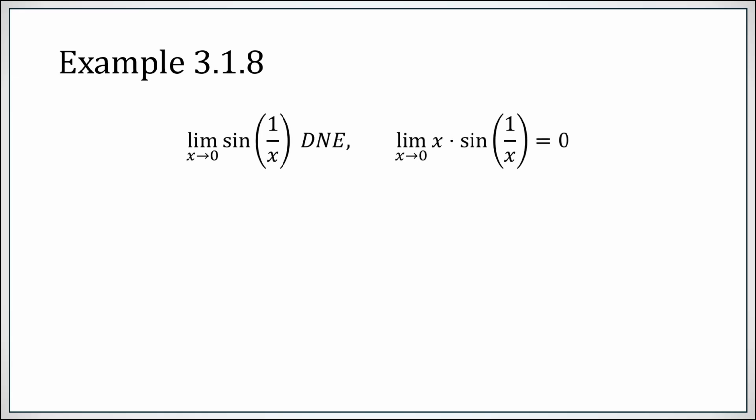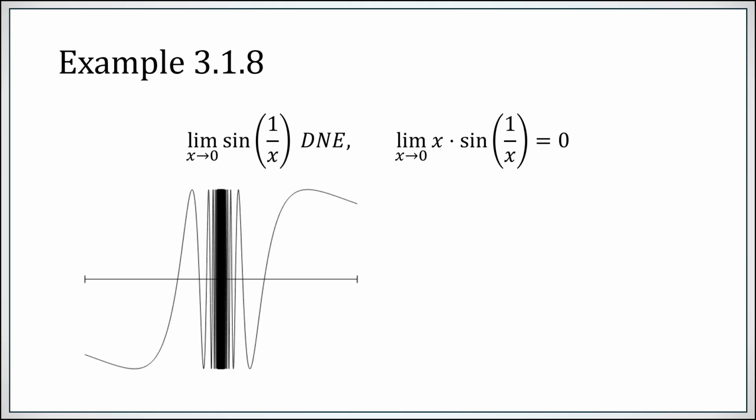Now a nice explicit example. The limit as x approaches 0 of the sine of 1 over x doesn't exist, but if you multiply it by x, the limit as x approaches 0 of x times the sine of 1 over x is 0. Note in both cases, x equals 0 cannot be plugged into the function, but this limit could very well exist or not. So here's a picture of the sine of 1 over x.